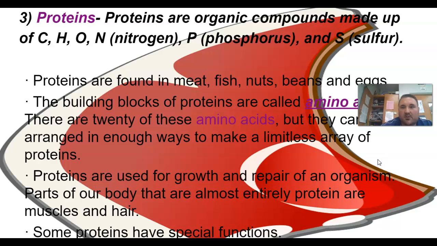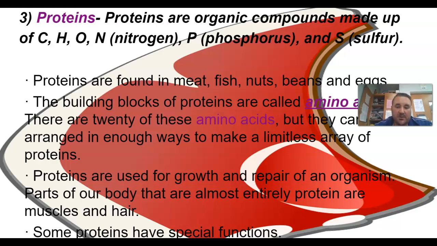Proteins are organic compounds that are made up of carbon, hydrogen, nitrogen, oxygen, phosphorus, and sulfur. If you've ever smelled eggs that went bad, that sulfur smell is from the sulfur that's in them. Proteins are found in meat, fish, nuts, beans, and eggs. They are the building blocks. They're made up of amino acids. So all of these compounds are made up of monomers.